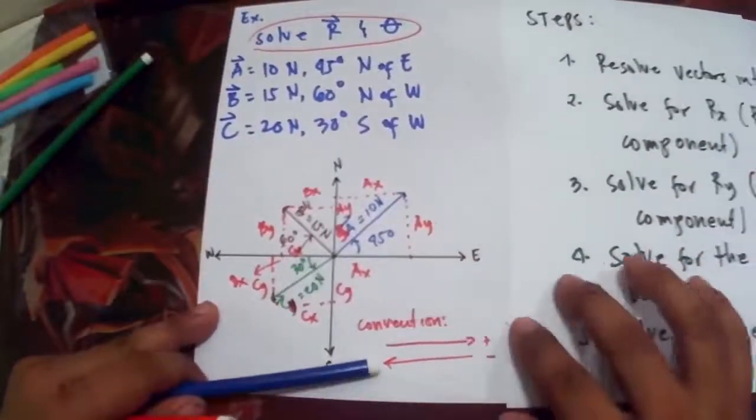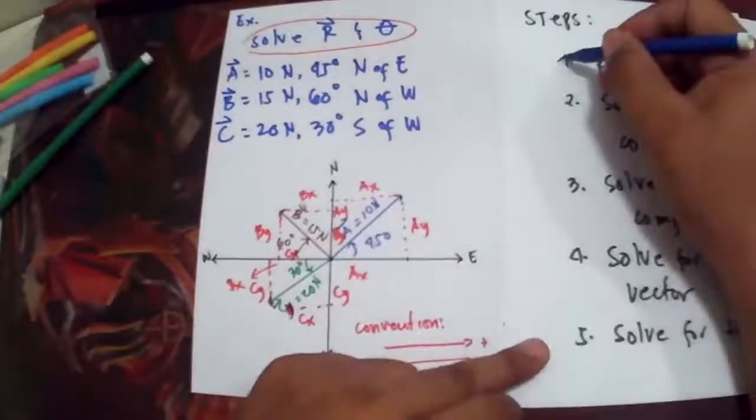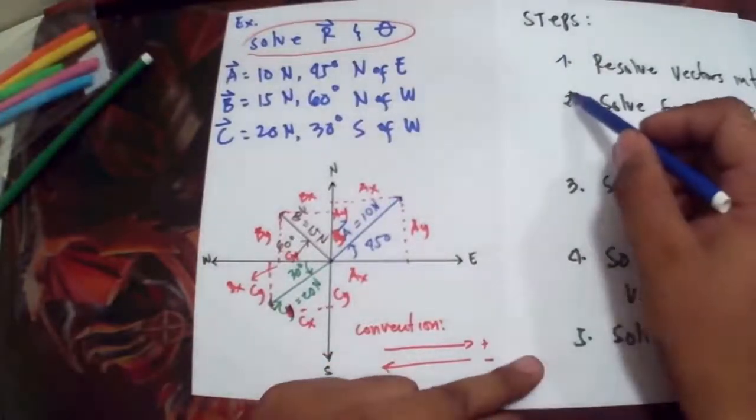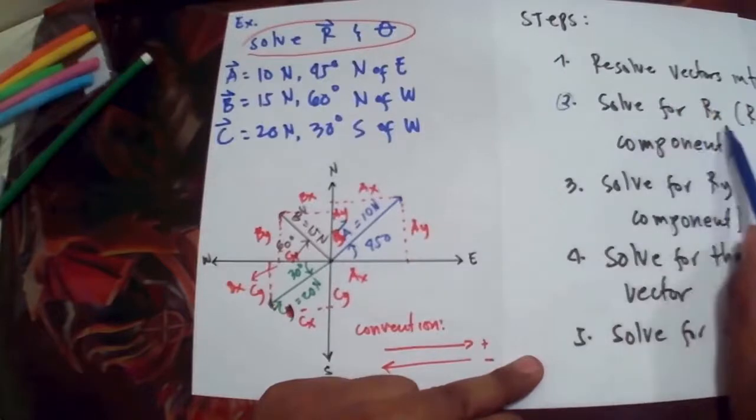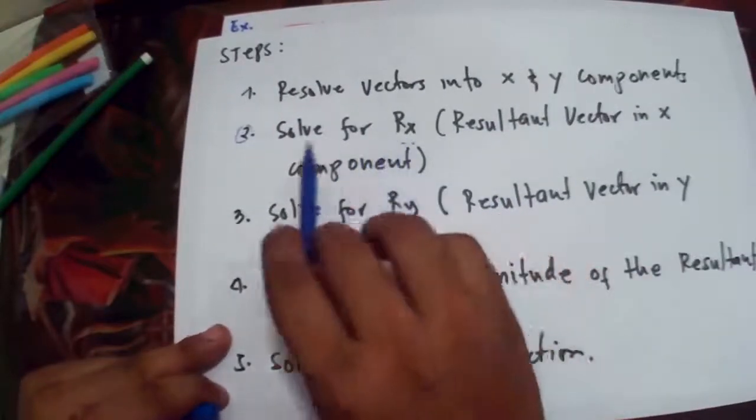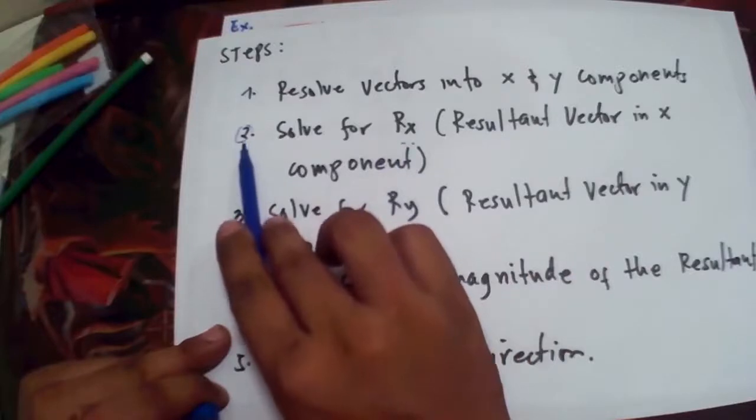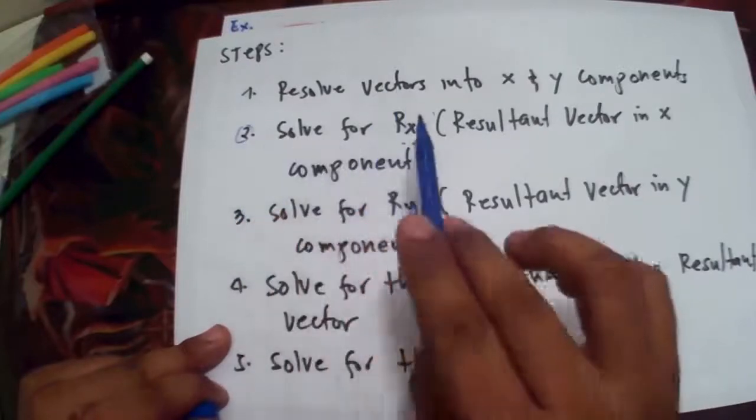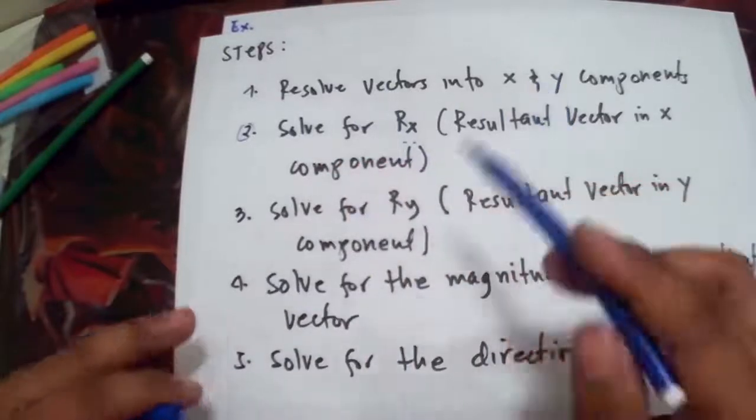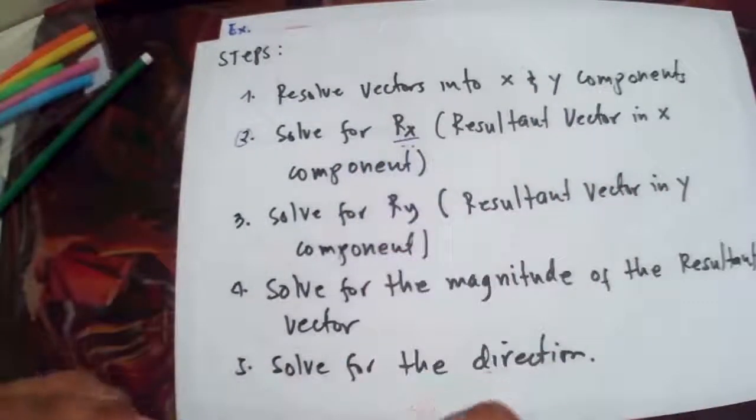So we've done this step, step number 1. Now we are in step number 2, which is solve for R sub x. As you can see here, step number 2 says that we're going to solve for R sub x after resolving the vectors into their components. So let's go for R sub x.